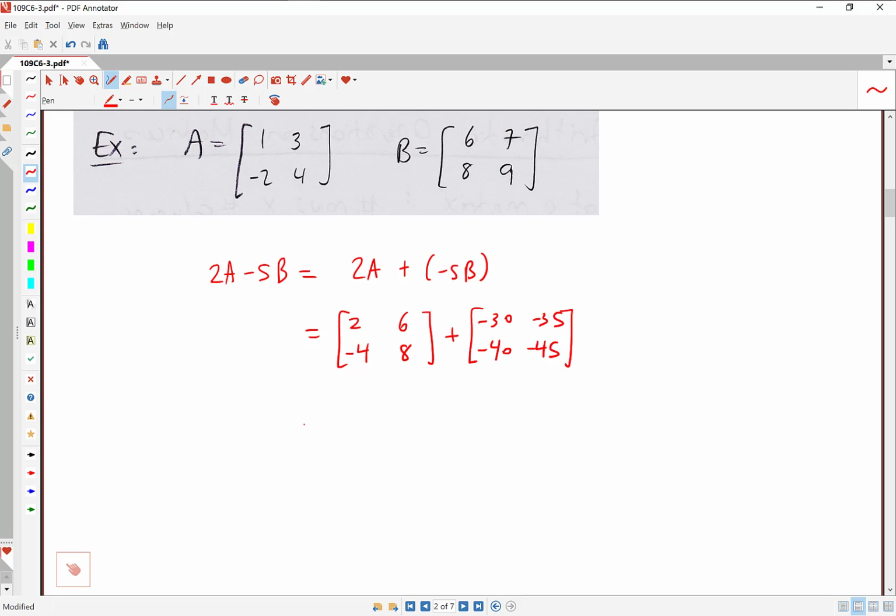So now we're going to do the addition operation. So in the top left, 2 plus -30 is -28. Then we'd have 6 minus 35 is -29.